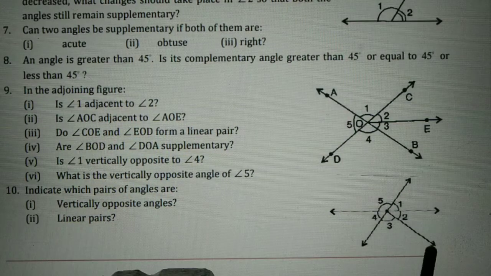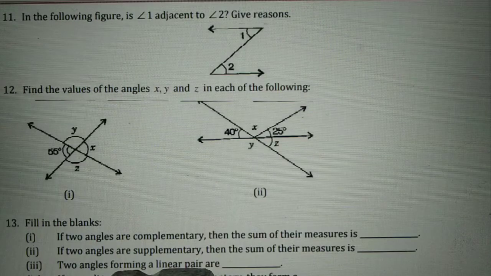So students, when two lines intersect, the vertically opposite angles are 1 and 4. The second pair is 5 and 2 plus 3. And second, the linear pair. What is the condition for the linear pair? That two angles are adjacent and they also satisfy the condition of supplementary angles. So 5 and 4 is one pair, second is 5 and 1. So you must write the solution in the same manner.